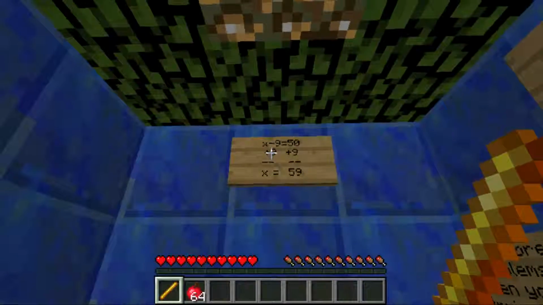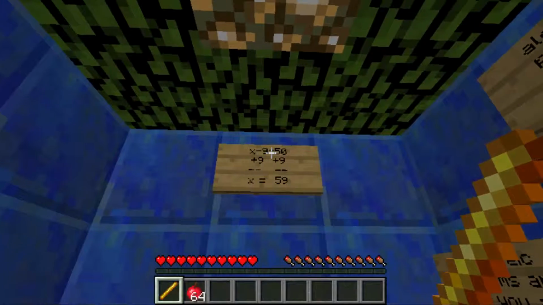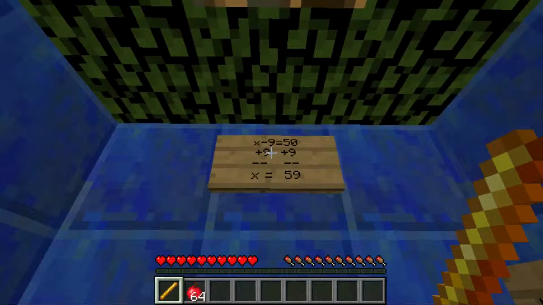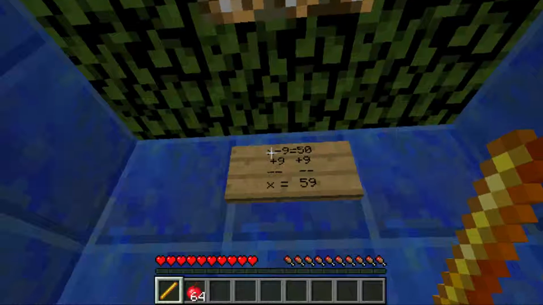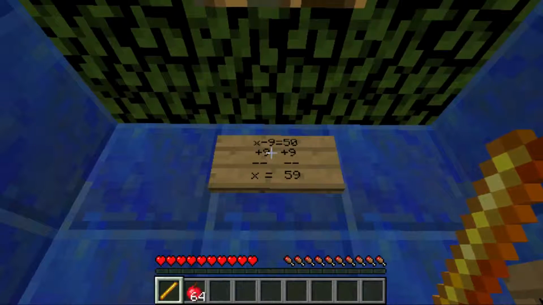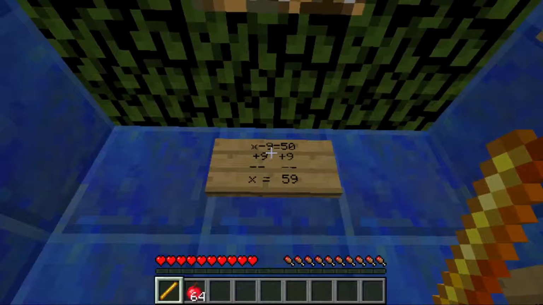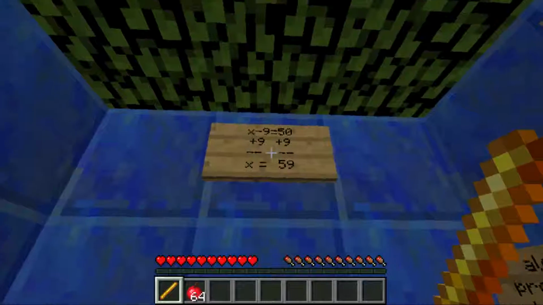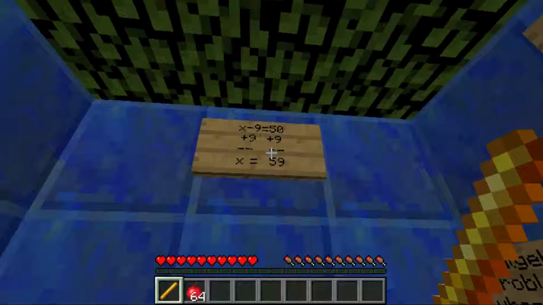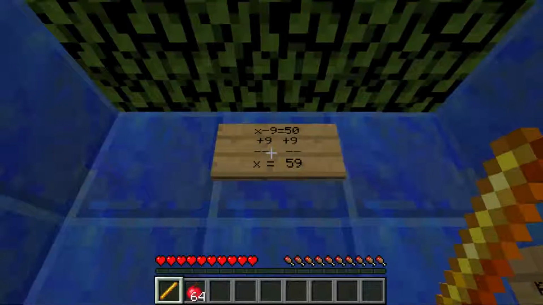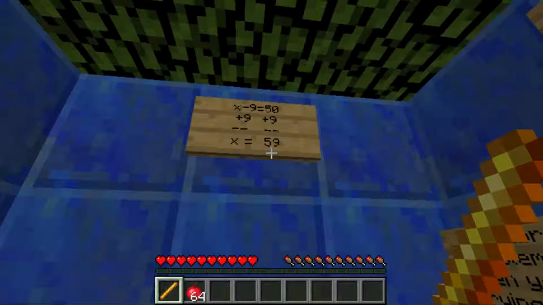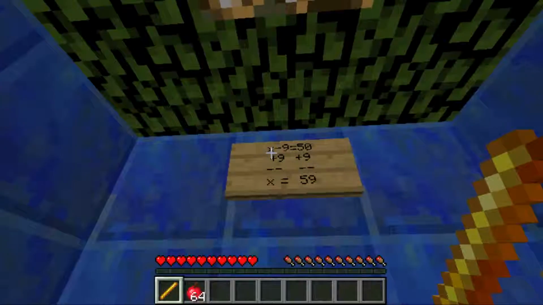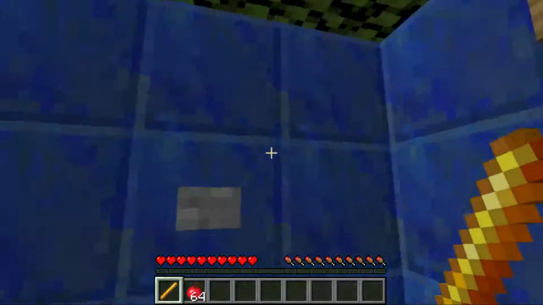Here's another example. X minus 9 equals 50. So you want to have the 9 removed. So what you do is, since it's kind of negative 9, you want to add 9 to it. And what you do on one side, you have to do on the other side. And so you have to add 9 to this. And so x equals 59. And indeed, if you plug it in here, it'll be 59 minus 9 equals 50, which is correct.